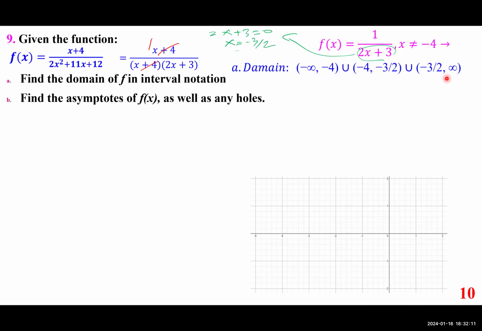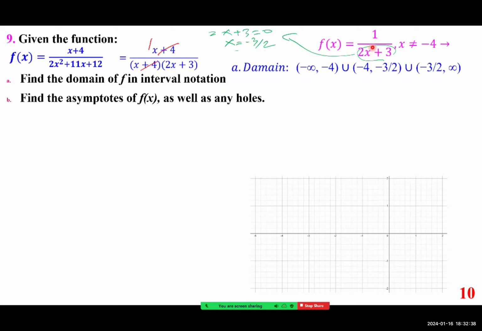So, speaking of a hole, when you compare these two, what is the difference? This one doesn't have a hole. This one is the same thing with a hole. At what point? At x equals -4. So you can't evaluate this at -4, but you can evaluate this at -4.